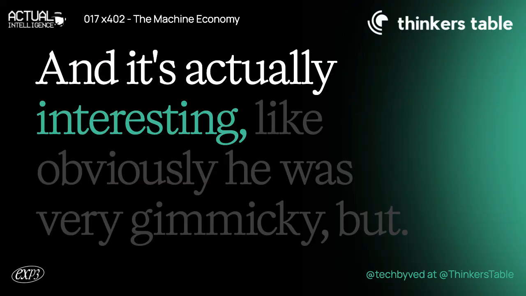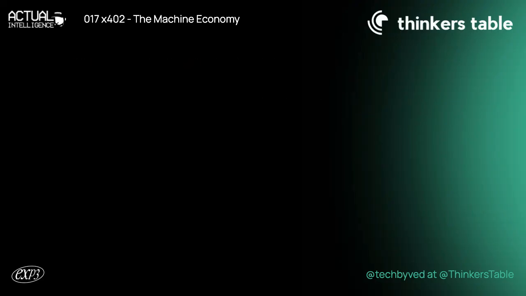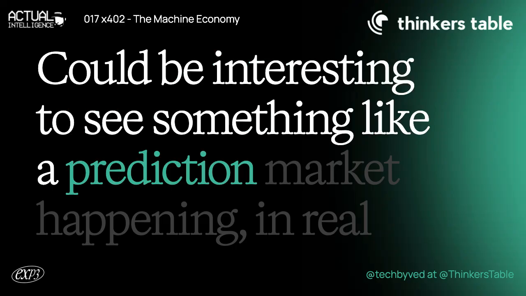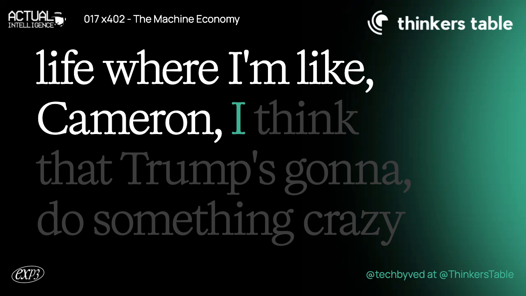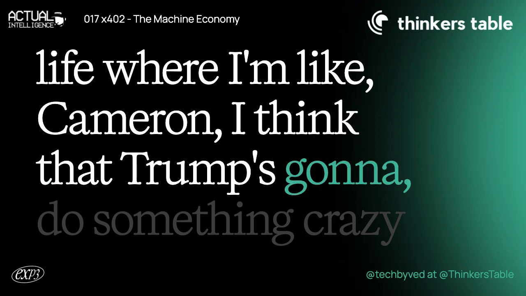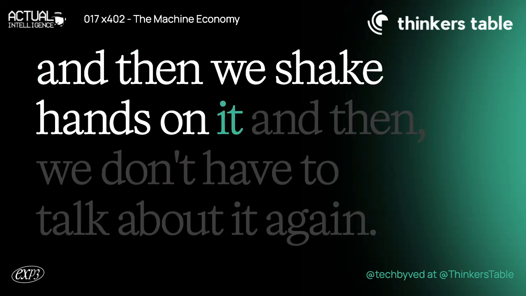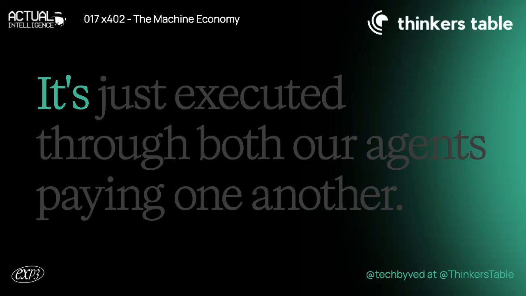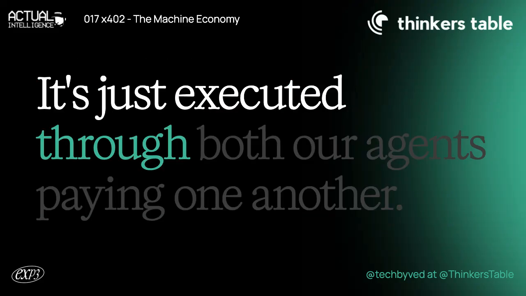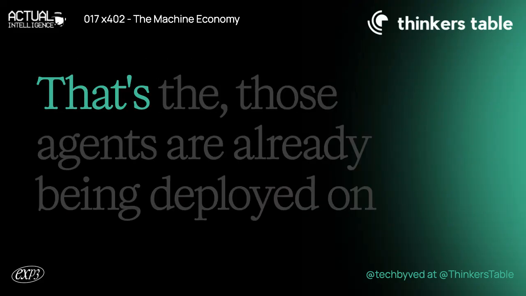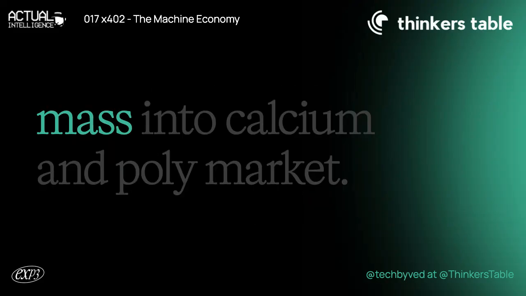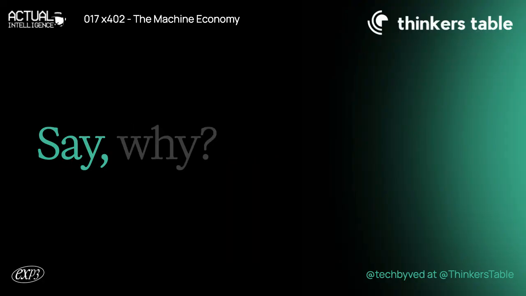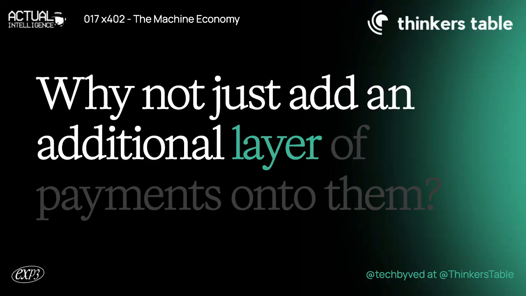And it's actually interesting. Obviously it's very gimmicky, but it could be interesting to see something like a prediction market happening in real life, where I'm like, Cameron, I think that Trump's going to do something crazy, and then we shake hands on it, and then we don't have to talk about it again. It's just executed through both our agents paying one another. Those agents are already being deployed en masse into Kalshi and Polymarket. So why not just add an additional layer of payments onto them?